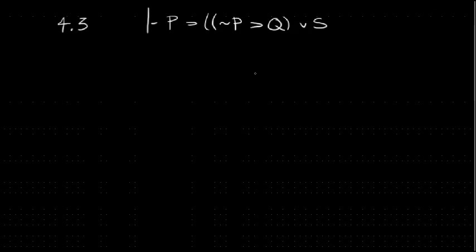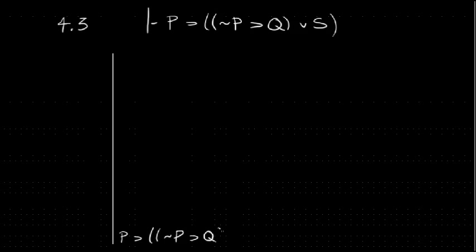Okay, so here we've got another categorical proof, and this one is if P then, add another bracket on here, if P then not P then Q or S. So let's make a start. I've got no premises at all, but I know that I'm working towards having P then not P then Q or S.